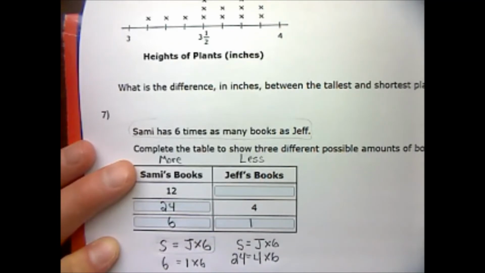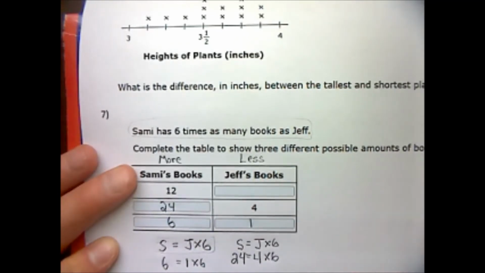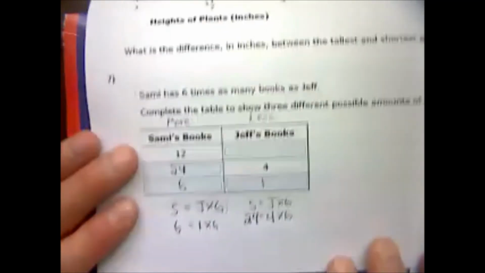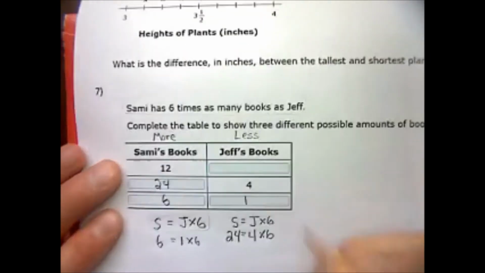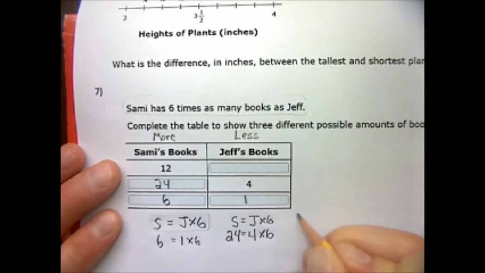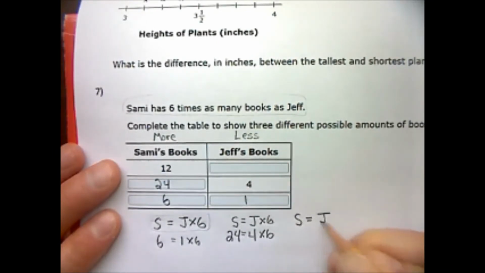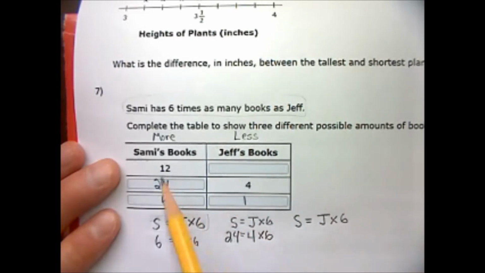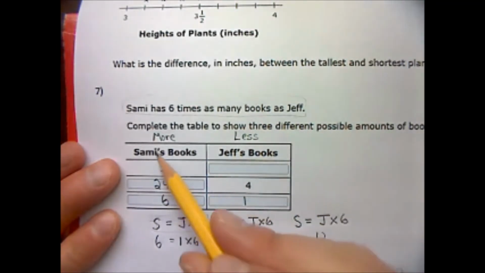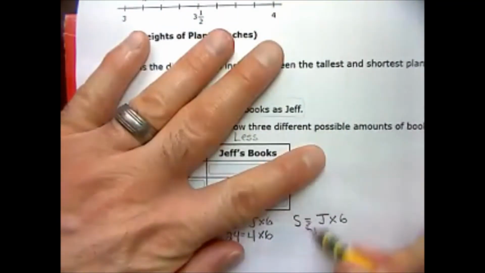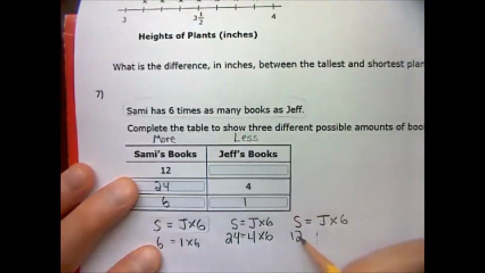Now this is a little bit backwards. Let's do another equation. Let's use the same equation, Sammy equals J times 6. Now, Sammy has 12. Would I put 12 under J? No, because that's linking the number 12 with Jeff. It says Sammy has 12. So I'm going to put 12 under S, and then J times 6.